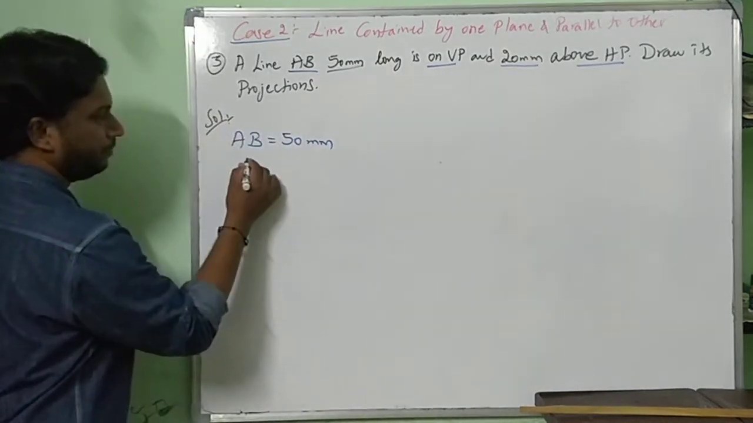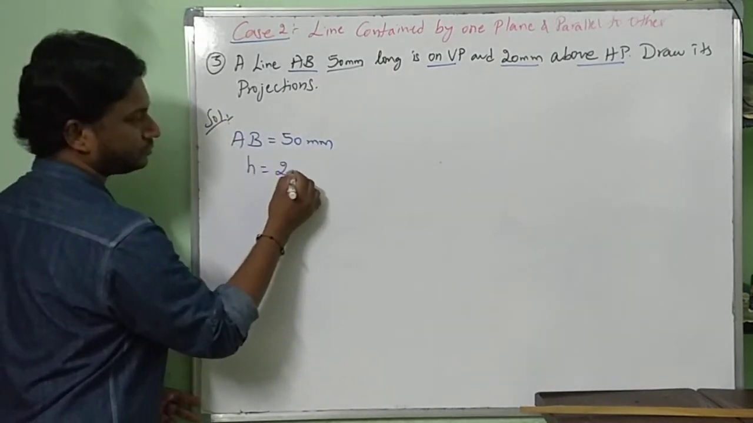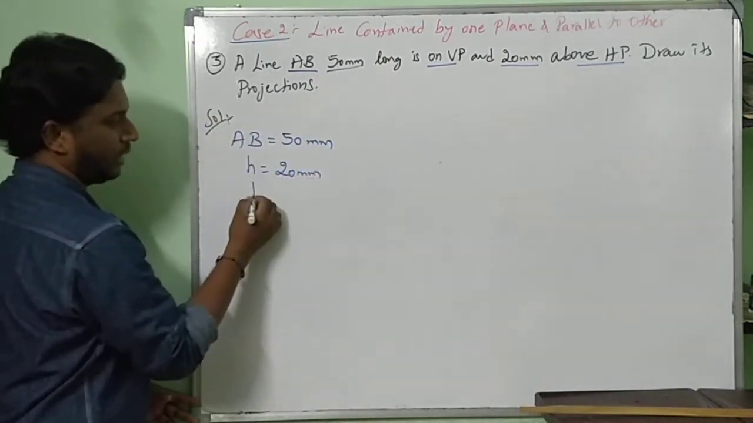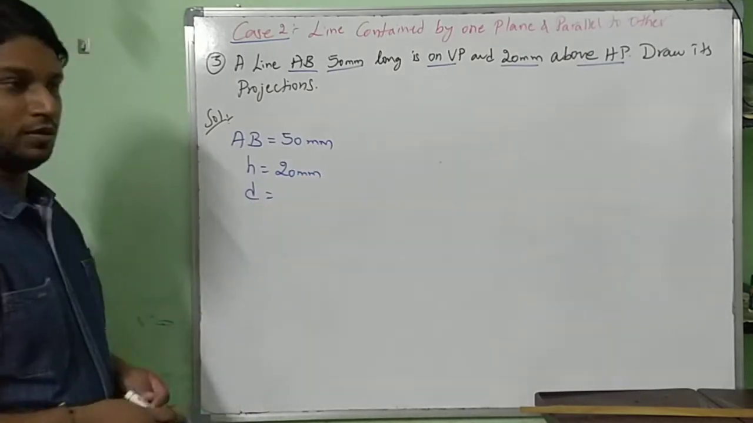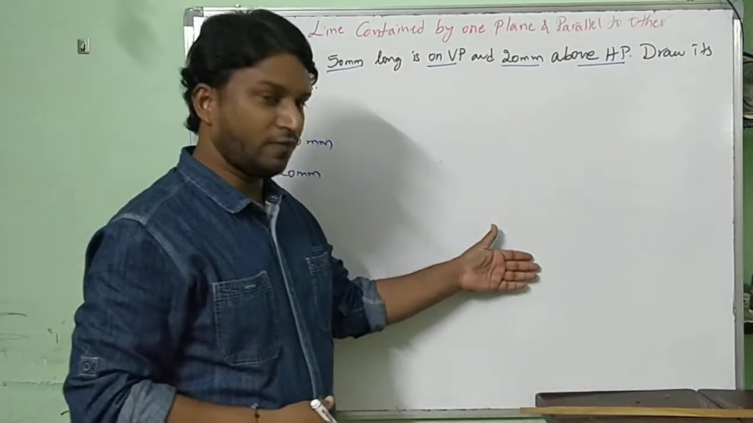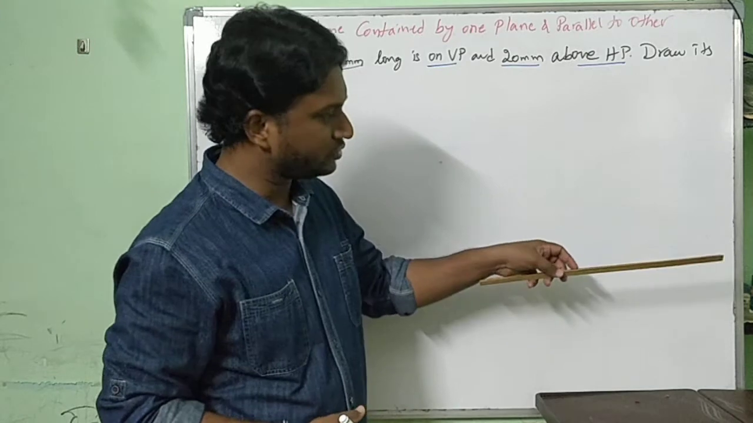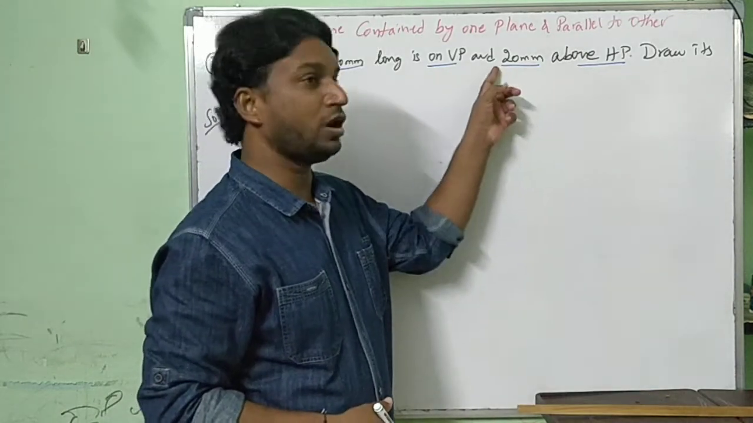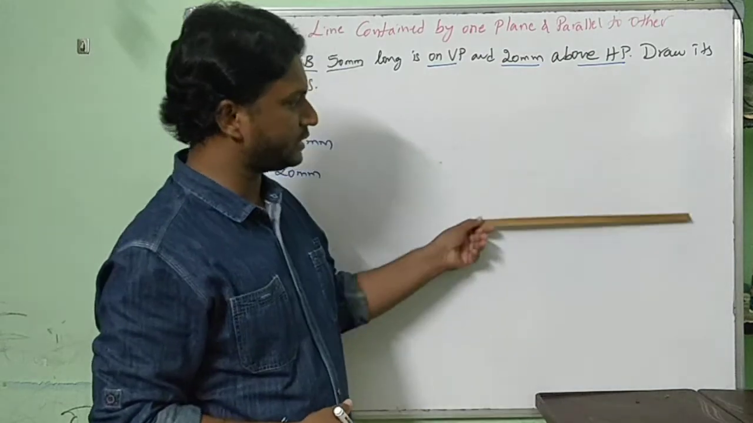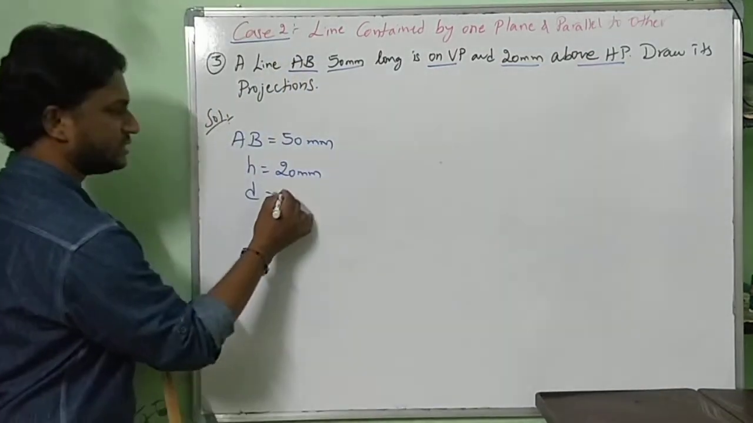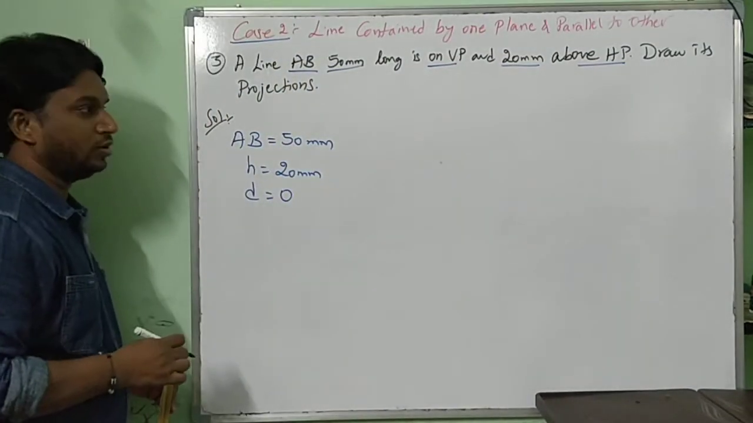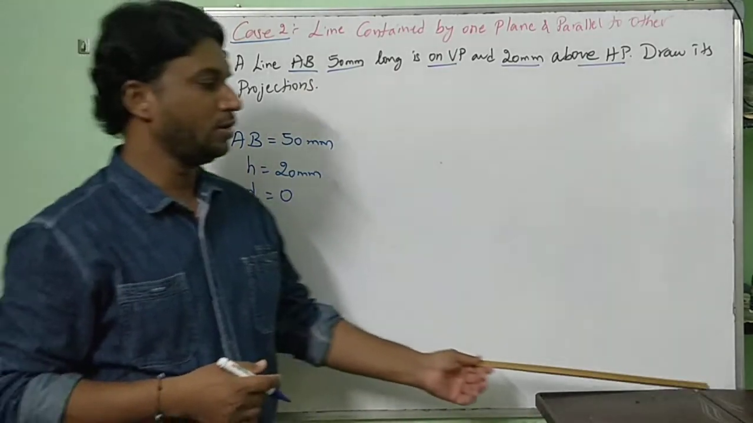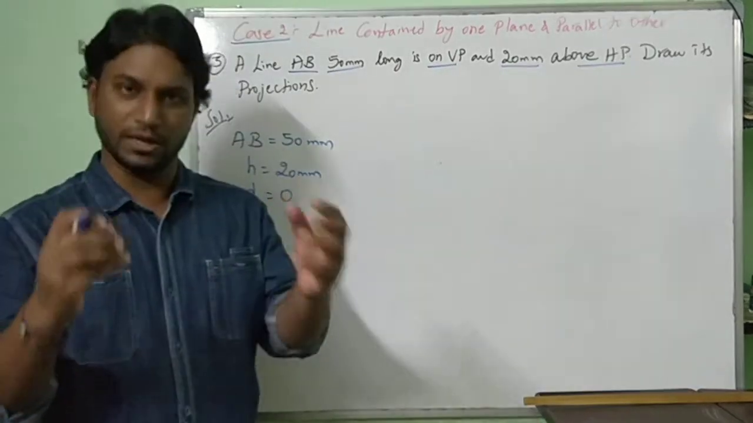So I can write height H is 20 mm, and distance D means from the vertical plane it should have some distance if parallel, but it is on VP. On VP is nothing but it is like this. So distance D is 0. We have to draw its projections. Projections is nothing but first angle projection.